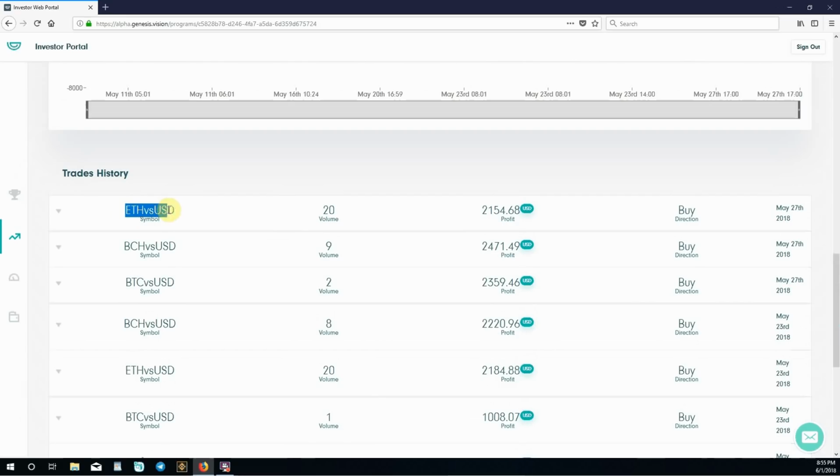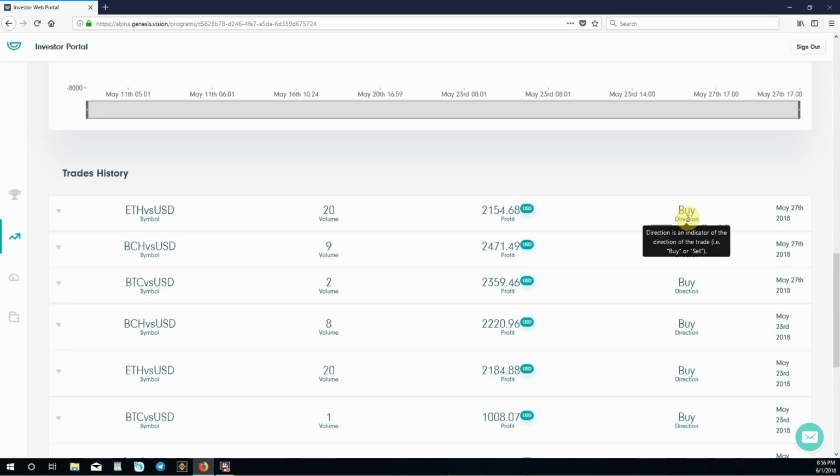What we are looking at here is a symbol, which is essentially a pairing. It's a trading instrument which was used by a manager in a trade. It's what you see on exchanges. Volume is the number of units offered for sale or purchase. Usually volume is measured in lots, the number of currency units you will buy or sell. Profit is a profit which a trader gets from a particular trade. So $2,154.68 is how much this trader made when they bought and sold Ethereum to the US dollar pairing.